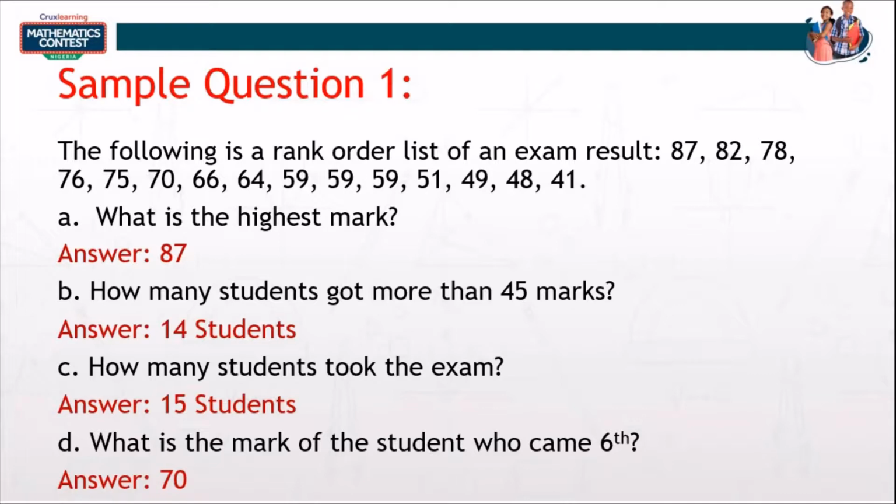So here we have used this to solve these 4 problems: knowing the highest mark, the number of students that scored more than 45, the total number of students that participated in the exam, and then the person that came sixth, what the mark of that student was. Okay, so we have answered these. Let's go to the next.